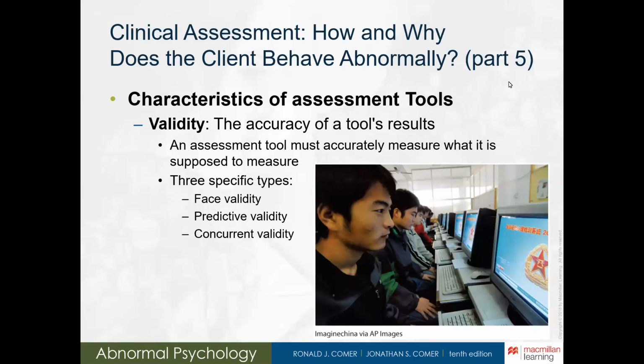Then we have validity. And with validity, this is the accuracy of a tool's results. And typically, an assessment tool must measure what it's supposed to measure. And there's three specific types of validity. There's face validity, which is a tool that appears to measure what it's supposed to measure, and it doesn't necessarily include true validity. There's predictive validity, which is where a tool accurately predicts future characteristics or behavior, and concurrent validity, which is where a tool's results agree with the independent measures assessing a similar characteristic or behavior.